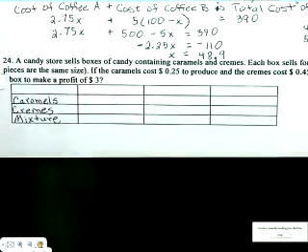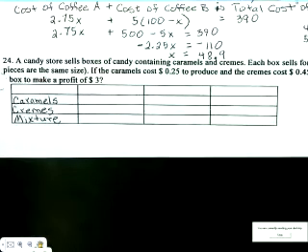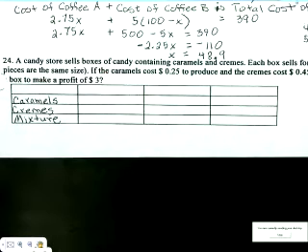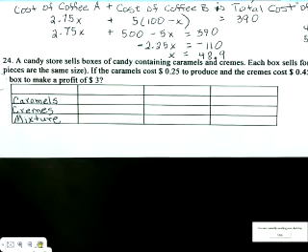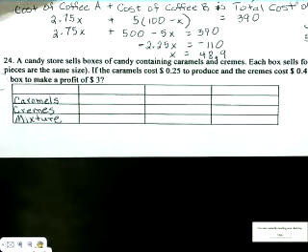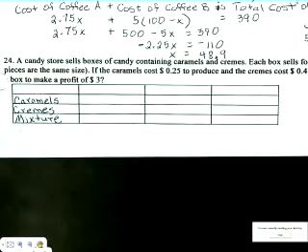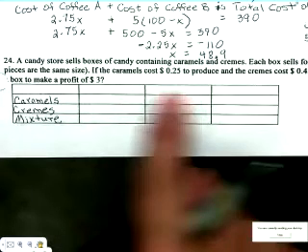Candy store sells boxes of candies containing caramels and creams. Each box sells for $12.50 and holds 30 pieces of candy. All pieces are the same size. Not sure that's relevant, but okay. If the caramels cost $0.25 each to produce and the creams cost 45 cents each to produce, how many of each should be in the box to make a profit of $3? What's important? What words need to go across the top of my chart?